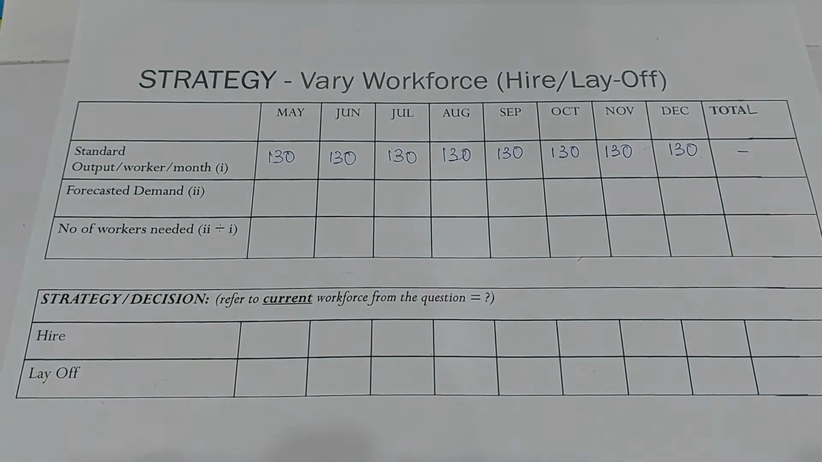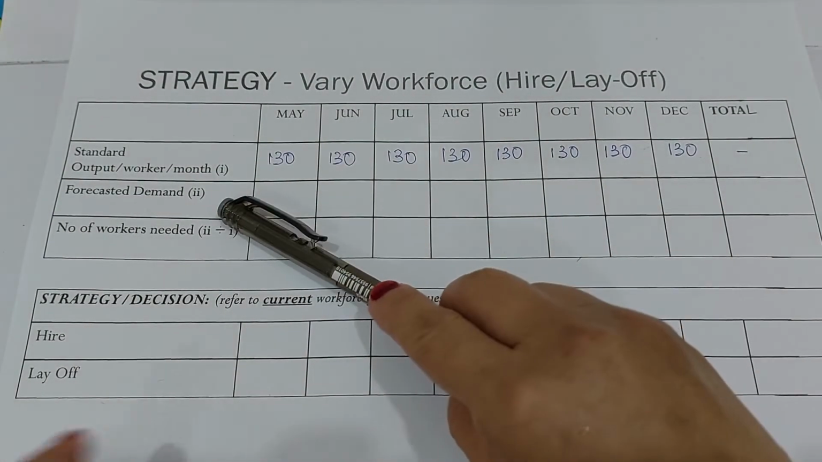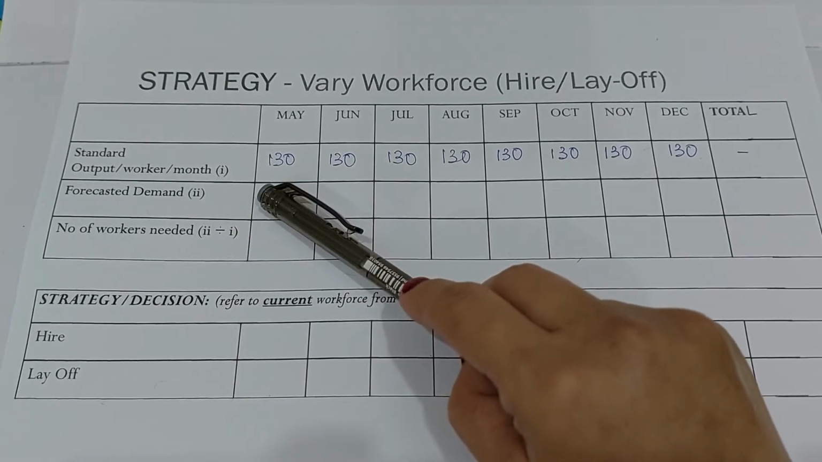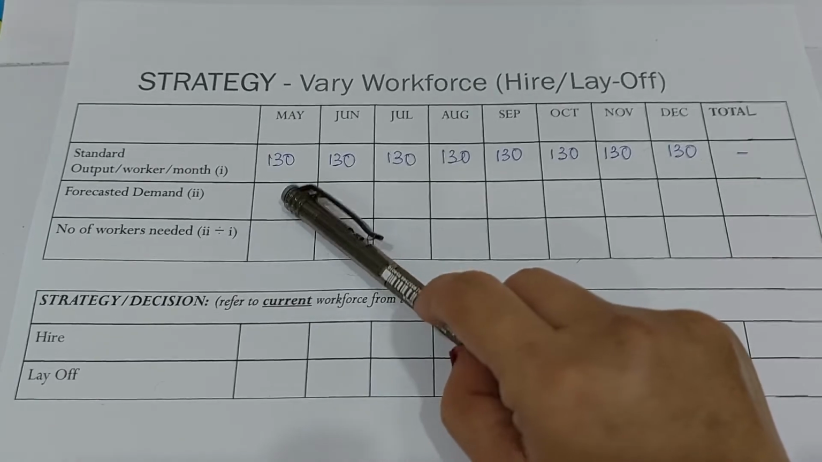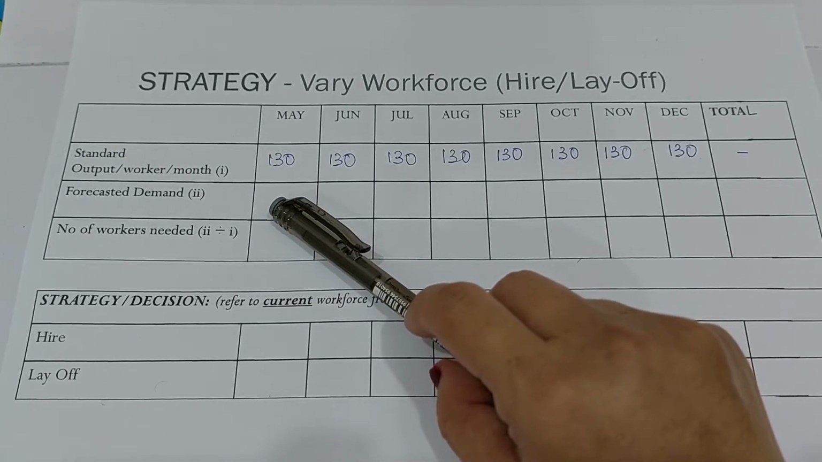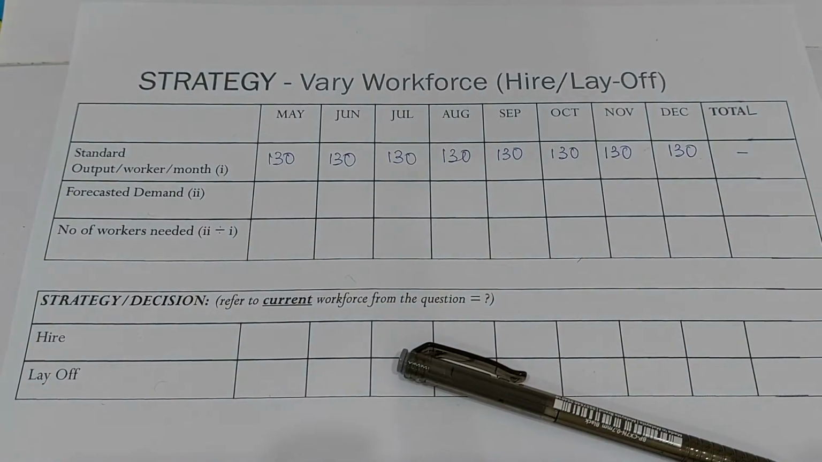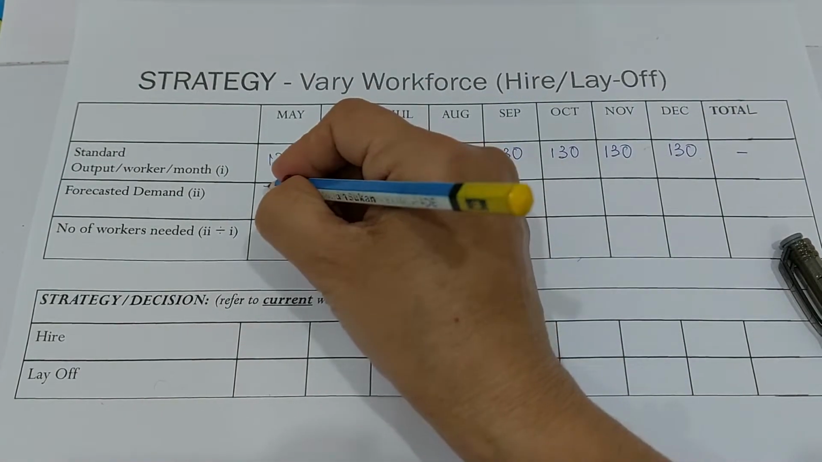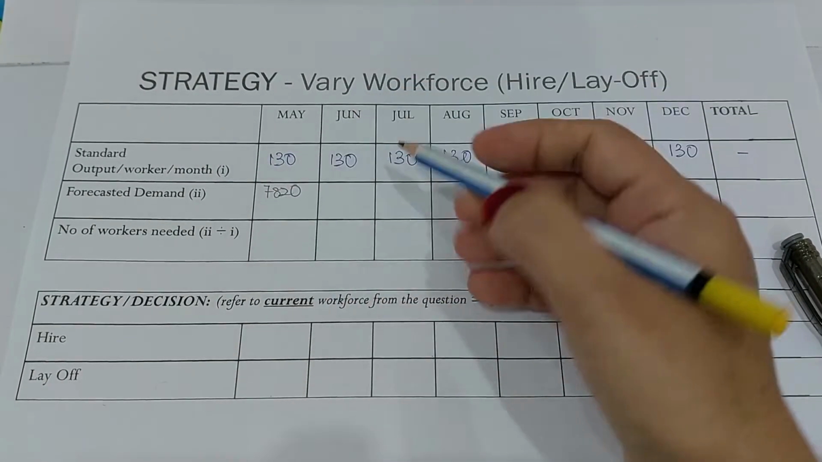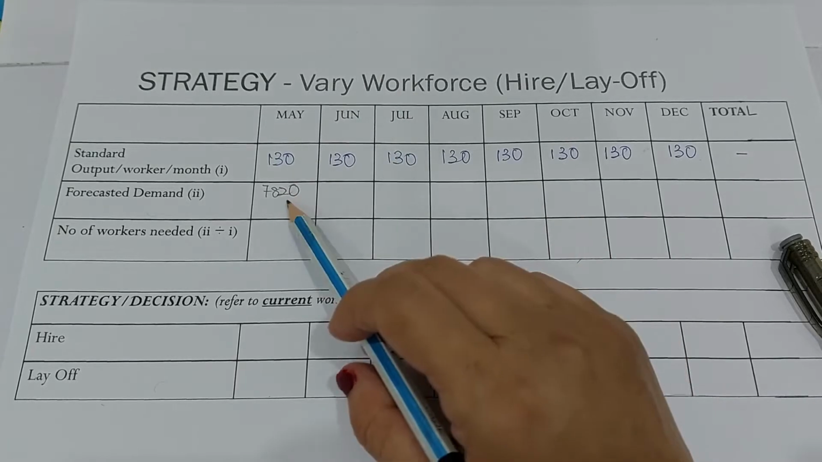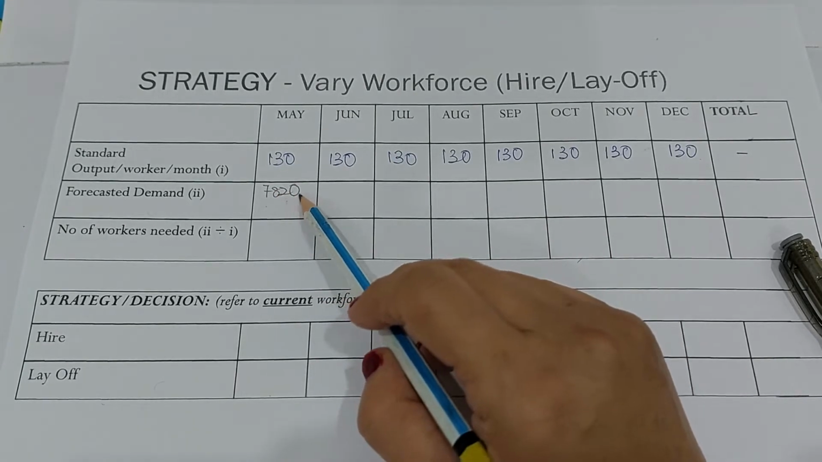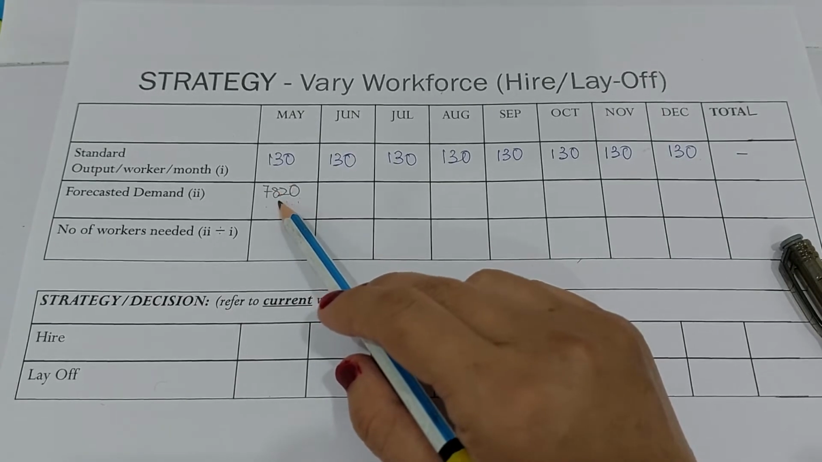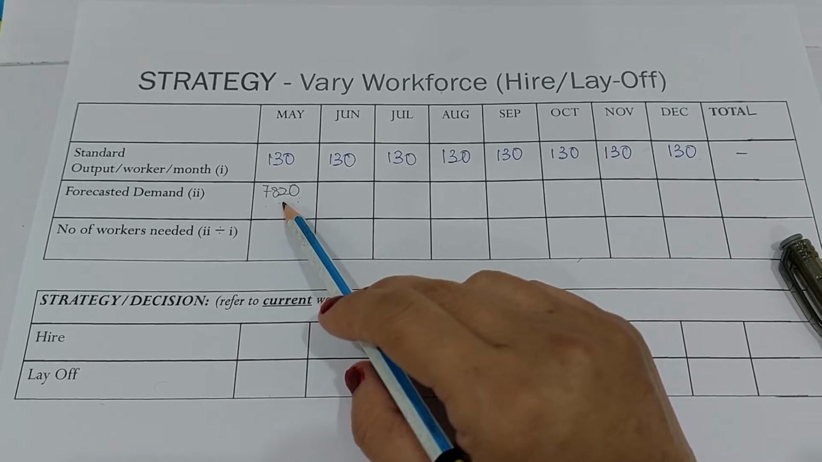Now we go to the forecasted demand. Forecasted demand is given in the question, starting from May until December. So let's work month by month. First in May, the forecasted demand given is 7,820 units. By using variable force strategy, if the customers demand this much, the company needs to produce also this much. So by right, this is the amount of products that the company should use.